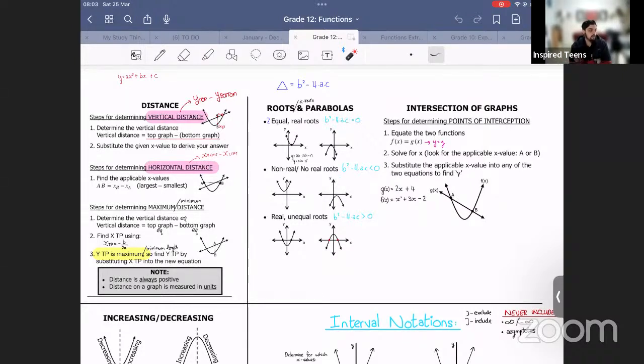In today's lesson, we're going to be continuing with functions, right? I think last time we ended on intersection of graphs, so we're going to continue there, and we're going to try to get to interval notations and then do some questions as well. Okay, functions is taking quite a while, but hopefully you guys are understanding as we go along.